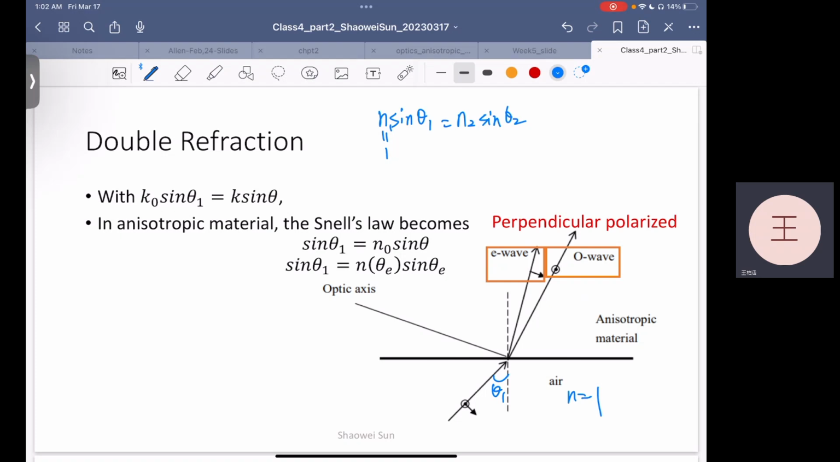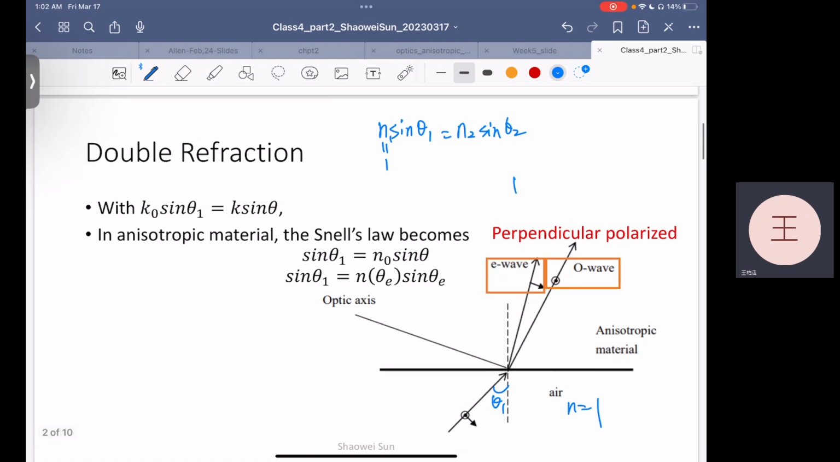So, as what we have learned before, you may consider that there's only one wave propagating. But since we are considering an anisotropic media, you may have different refractive indices along different directions. Taking the uniaxial as an example, uniaxial is defined as N1 equals N2, but not equal to N3 in these cases.